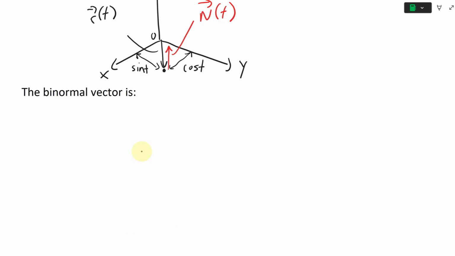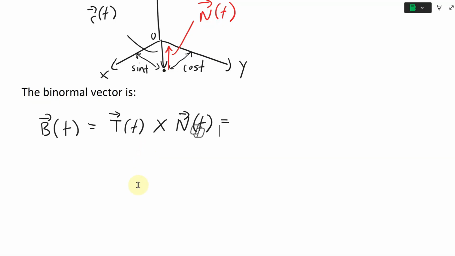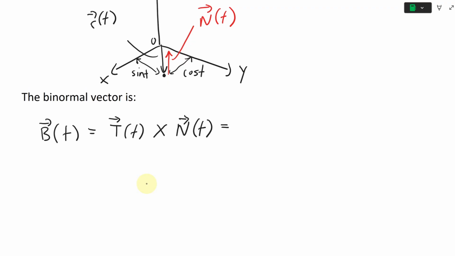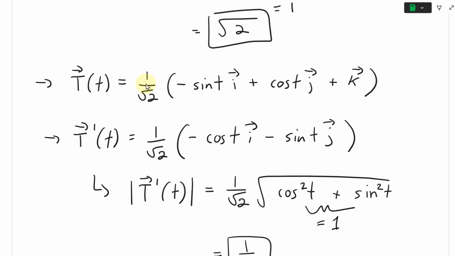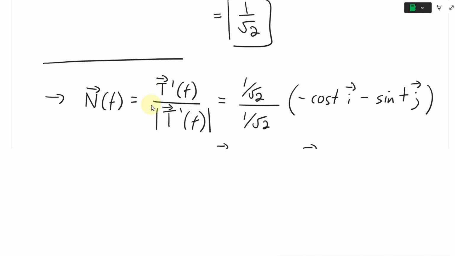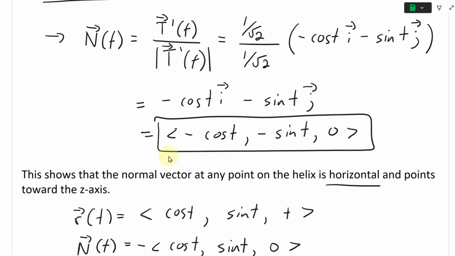So the binormal vector is equal to the unit tangent vector of t crossed with the unit normal vector of t. Since we're dealing with a cross product, I'll write it in determinant format. It's easier to handle, but I'll take out the scalar. So we just take this 1 over square root 2 out of there. And then the unit normal was just this. It doesn't have a scalar, besides the negative.